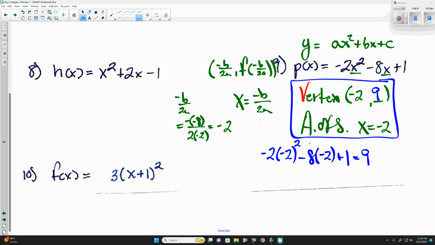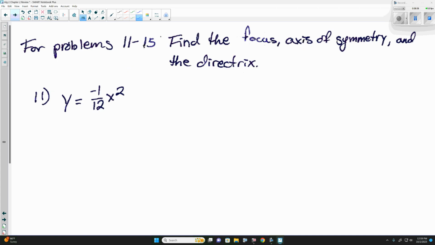Any questions on any of this here? Okay. We'll move on to 11 through 15. 11 through 15, we want to find the focus, directrix, and axis of symmetry.